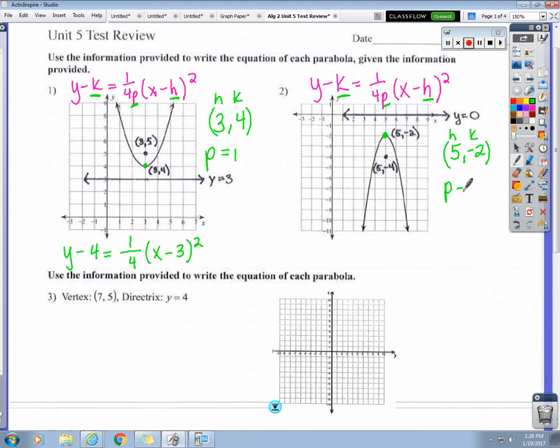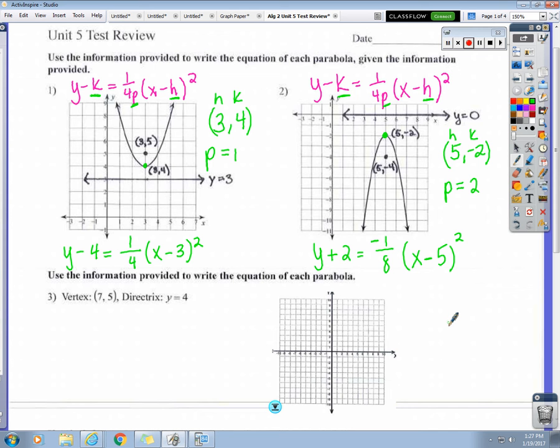We also have to know the p-value. What is the p-value this time? 2, because from this point to this point is 2 units. So now we just write the equation. Y minus k. Your k value is a negative 2, so this will become y plus 2 equals 1 over 4 times the p-value of 2, which would make an 8. It opens down, so it's negative 1/8, and then (x minus your h, which is 5) squared. And that's the equation of that parabola.